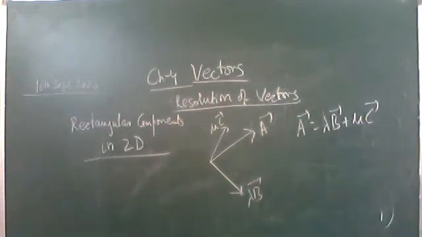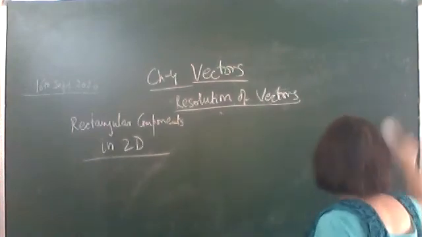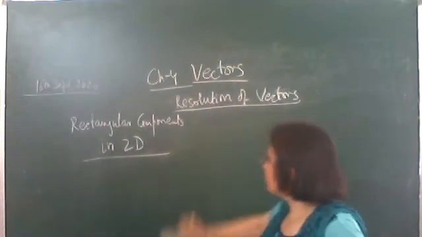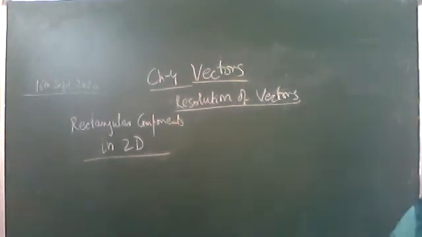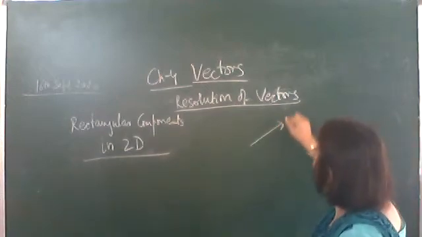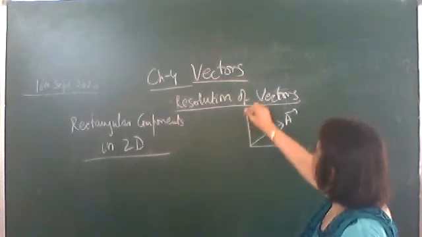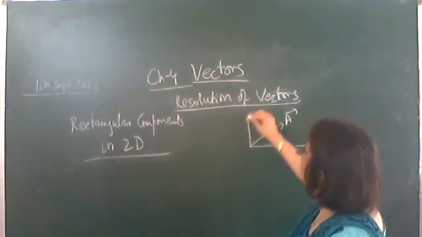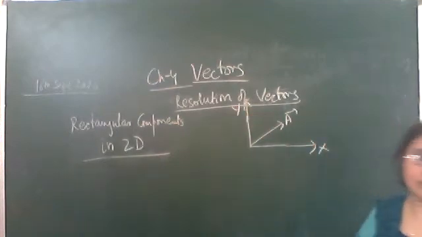Write down: a vector split up in such a way that the two components are perpendicular to each other, then they are called rectangular components.